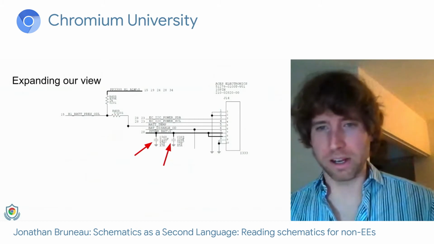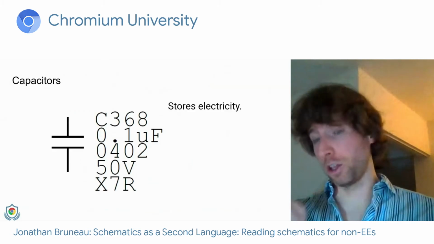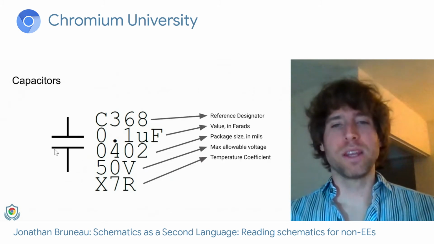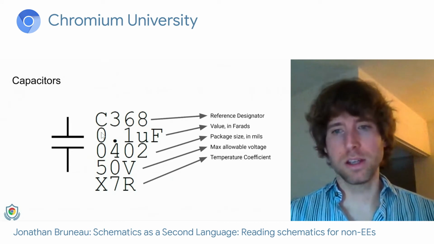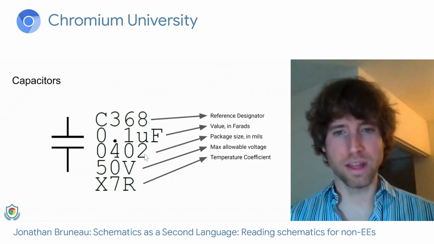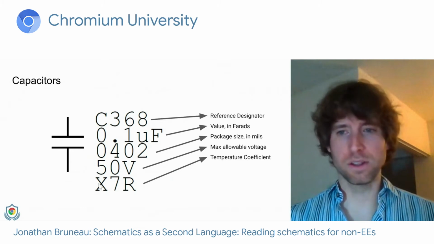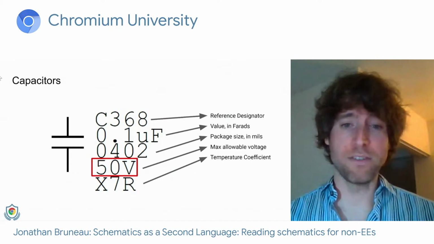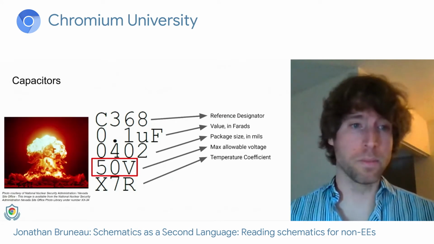Making the schematic a little bigger here, we have these 2 little bar-looking things. These are capacitors, and the 2-word explanation of them is that they store electricity. We have the reference designator, which starts with a C. The value is in farads. This is, again, the package size in mils. So this is 40 thousandths of an inch by 20 thousandths of an inch. This is the maximum voltage, 50 volts. And the temperature coefficient is something you can completely ignore. It's completely irrelevant. If you go over the rated voltage for the capacitor, it will explode.